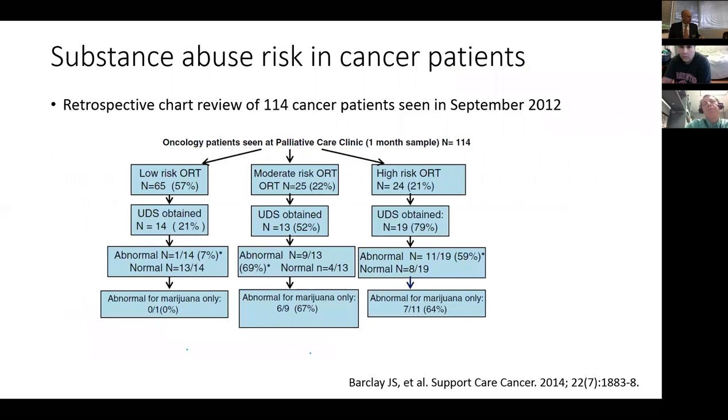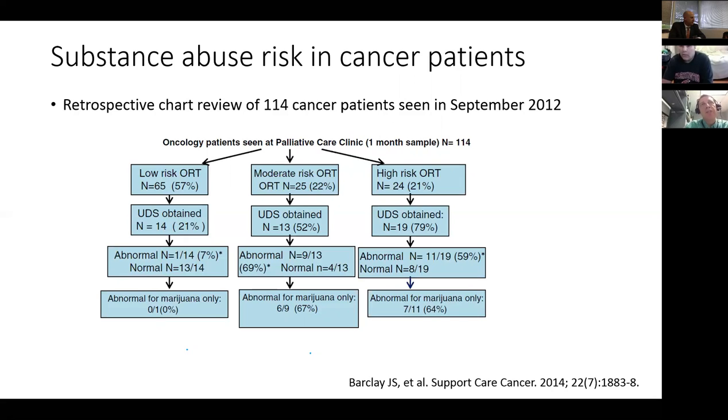So my former colleagues at the University of Virginia had begun to look at this back actually in 2012. And that started by doing a retrospective chart review of 114 cancer patients that they had seen just in the month of September. The palliative medicine clinic at UVA is actually embedded within the cancer center. And at that time, they were using and continue to use the opioid risk tool as their screening tool as part of an integrated interview with the patient.